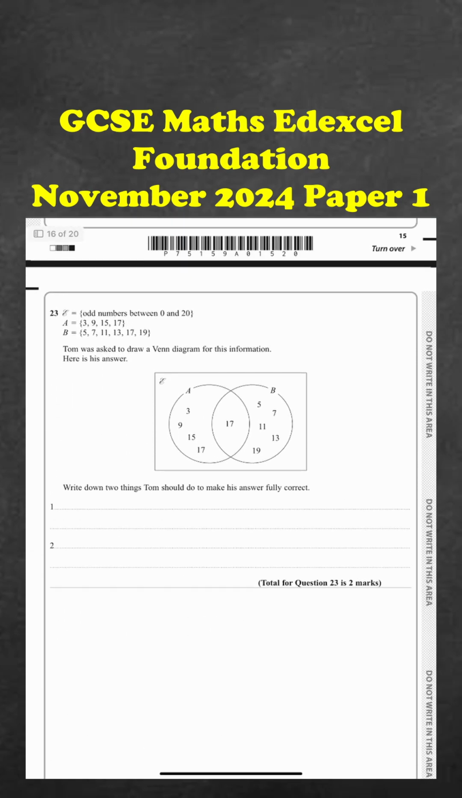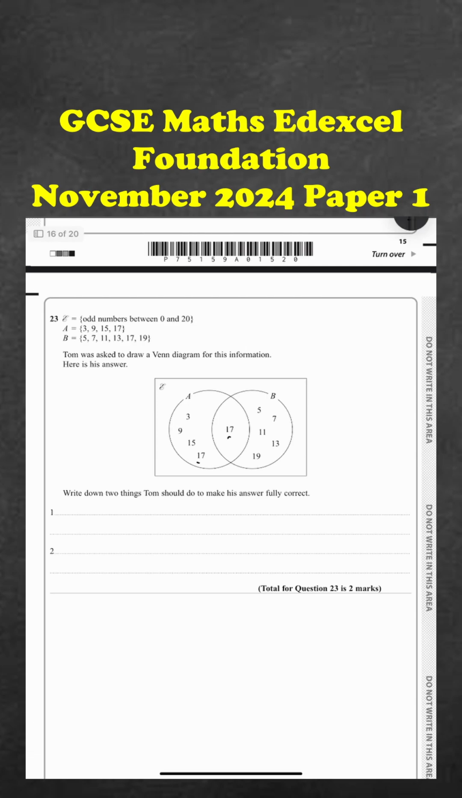Question 23. Tom was asked to draw a Venn diagram for the information given above. Here is his answer. Write down 2 things Tom should do to make his answer fully correct. I can immediately see 17s in there twice. So that's wrong. So we will say 17 should only be in the middle, not there twice.